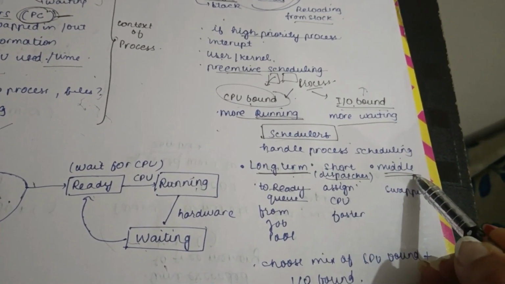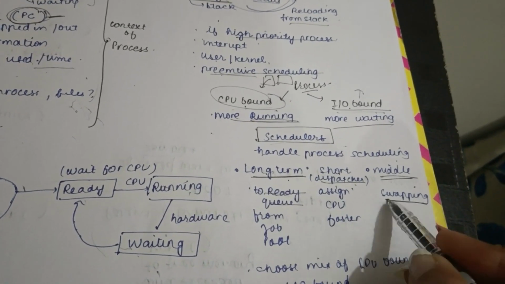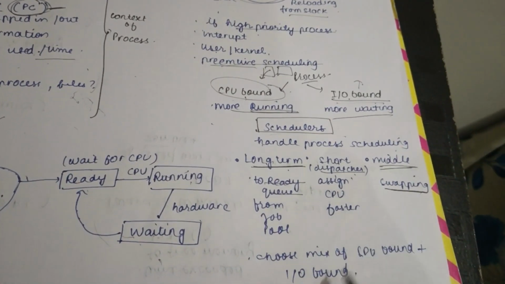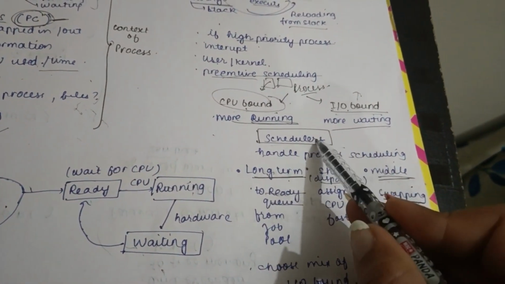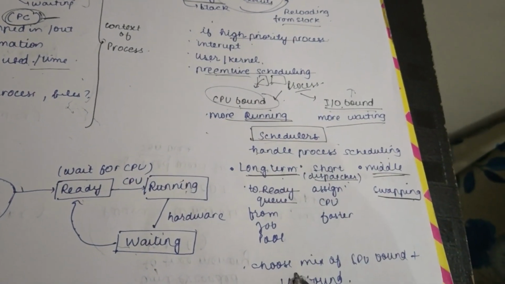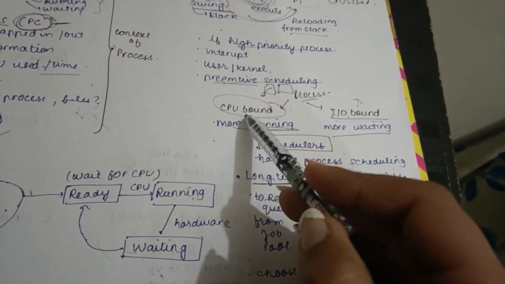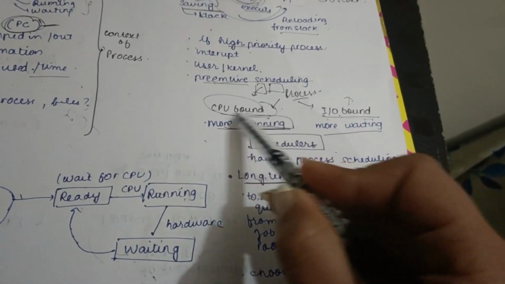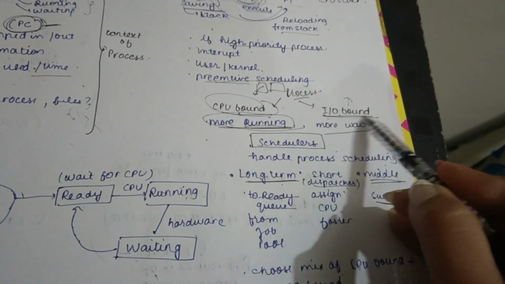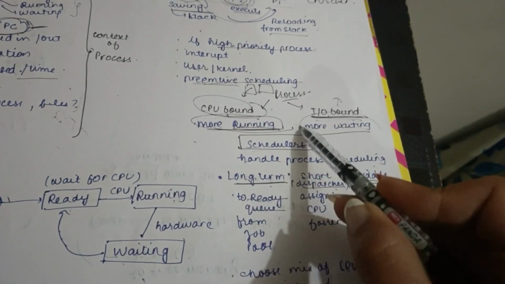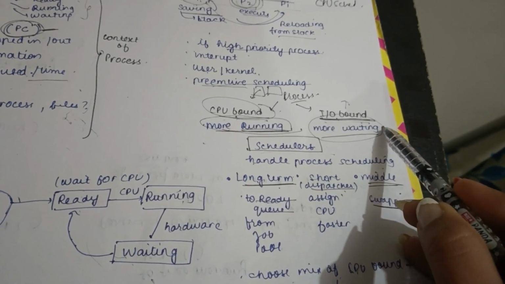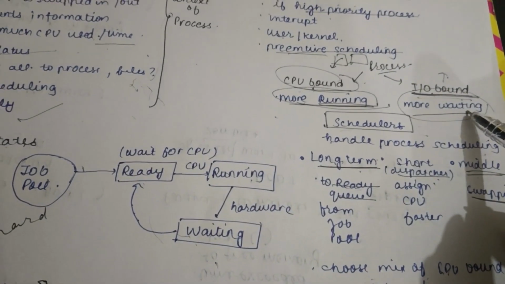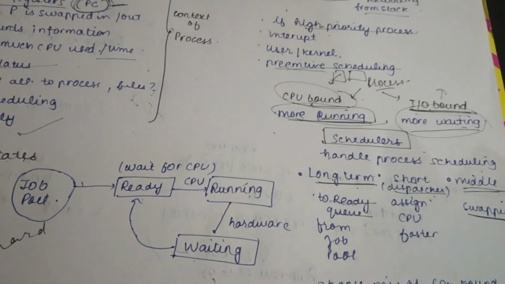Then we have the middle term scheduler, which involves swapping, and it lessens the load on multi-programming systems. And then it's the duty of the schedulers or the long-term schedulers to choose the mixture of CPU bound and IO bound processes, because if we have more CPU bound processes, most of the time they would be in the running queue. But if we have more IO bound processes, they would spend more of the time in the waiting queue. So the CPU would be idle. Here the CPU would have more load and here it would be idle. So schedulers should choose it wisely.